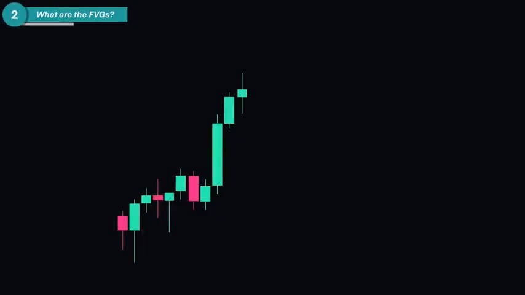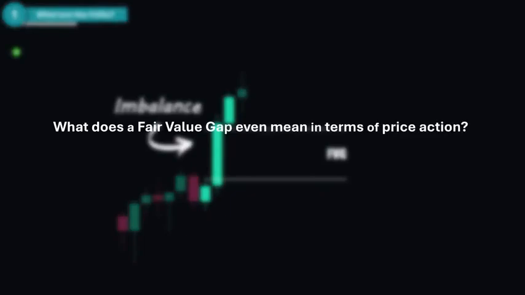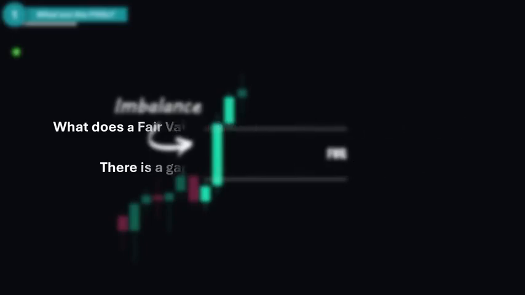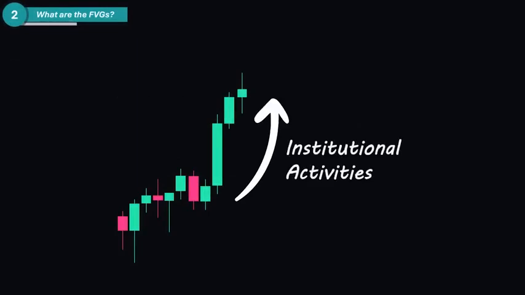What are fair value gaps? A fair value gap, or FVG, is a price gap caused by a sudden imbalance between the strength of buyers and sellers. It's defined by a 3-candlestick formation, where we have a gap between the wicks of 3 consecutive candles, like this. Now, what does the fair value gap even mean in terms of price action? As the name suggests, it simply means that there is a gap between the fair value of the price. The massive buying pressure has caused this aggressive movement, likely due to institutional activities, and now the price is inefficient.